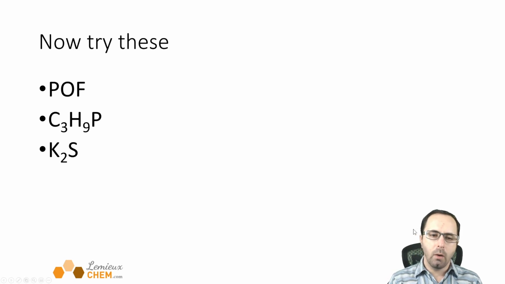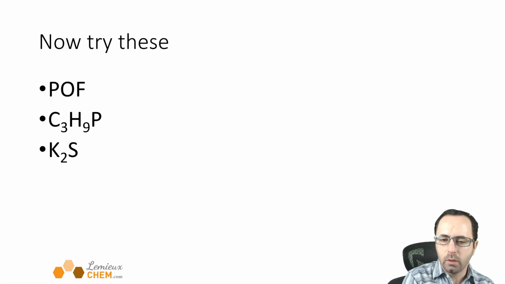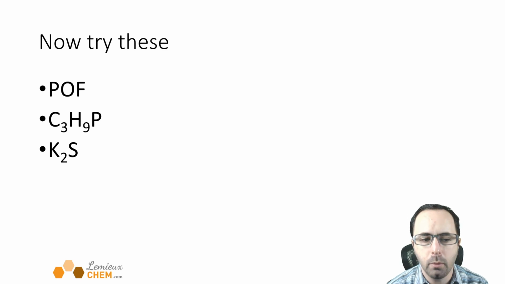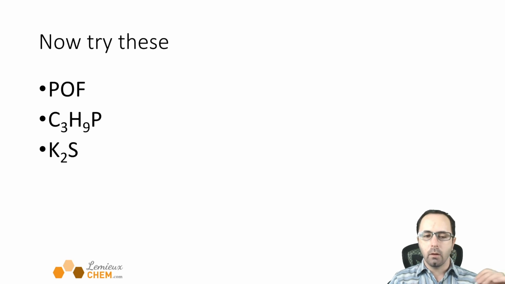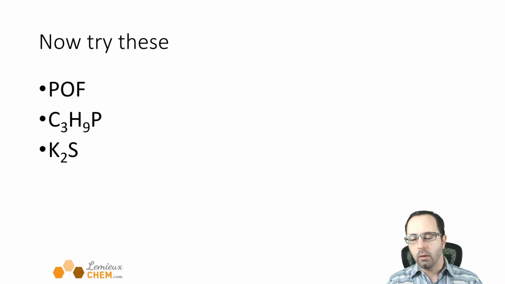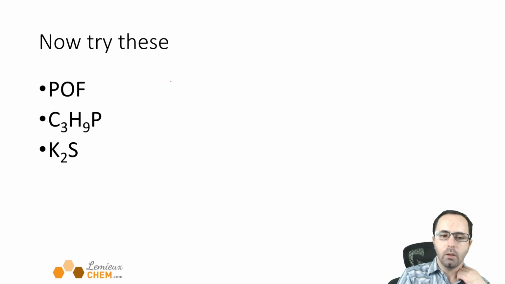So now what I want to do is expand upon what I've shown you a little bit with a few more examples, just to show you what are some other possibilities out there. Again, no matter what you do, if you use those 5 steps, you can always get to the correct answer. So use those 5 steps. Don't skip counting the valence electrons. Let's do each one of these here. I'll start with POF.